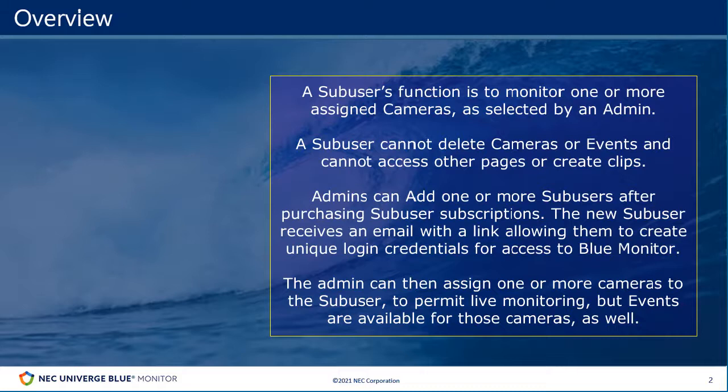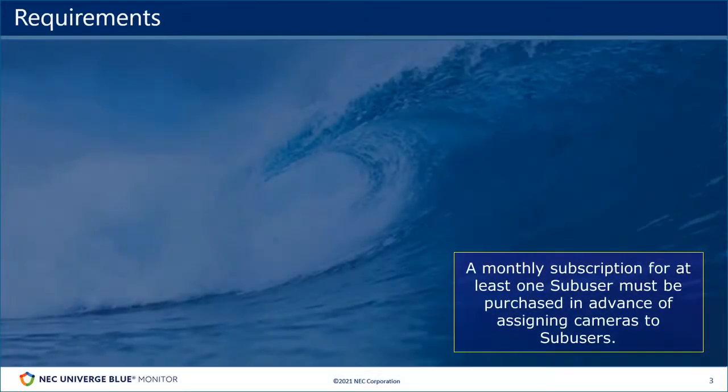The new subuser receives an email with a link allowing them to create unique login credentials for access to Blue Monitor. The admin can then assign one or more cameras to the subuser to permit live monitoring, but events are available for those cameras as well. A monthly subscription for at least one subuser must be purchased in advance of assigning cameras to subusers.